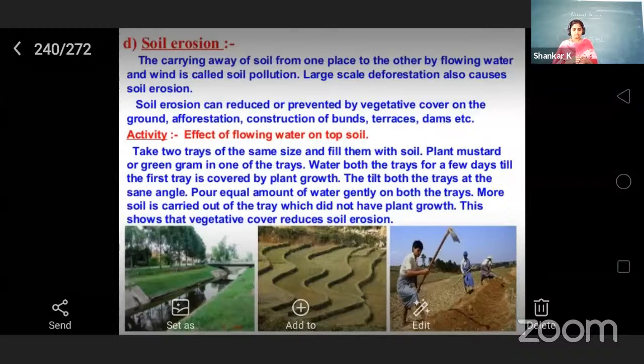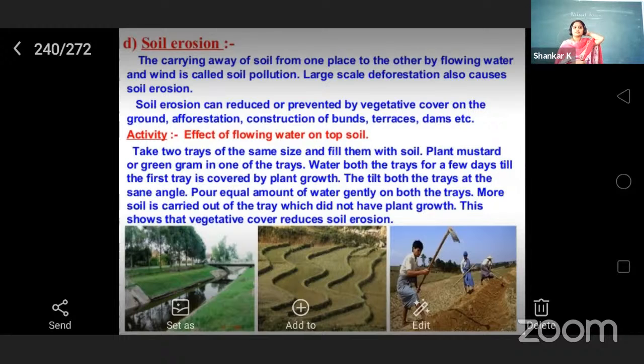So to prevent this flood, we have to build dams. Dams mean what? We store more water in the dams. If there is a flood, with more dams to control the flow of the water, we can store the water in the rainy season. In this way, we can prevent soil erosion also.